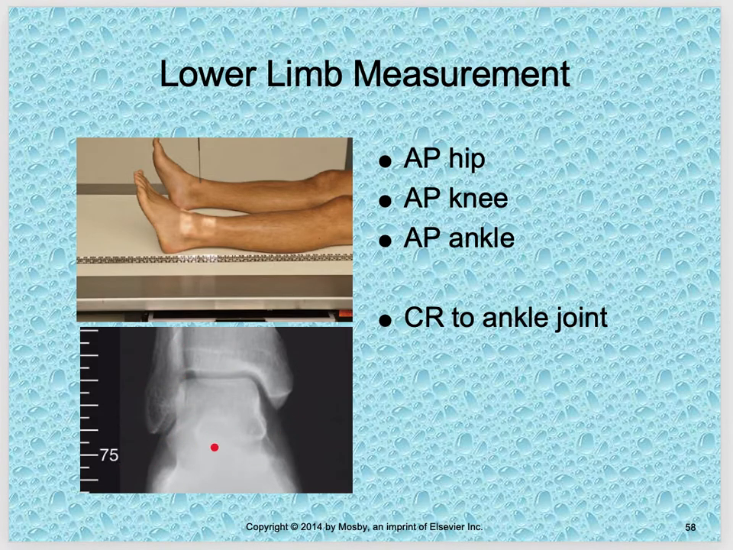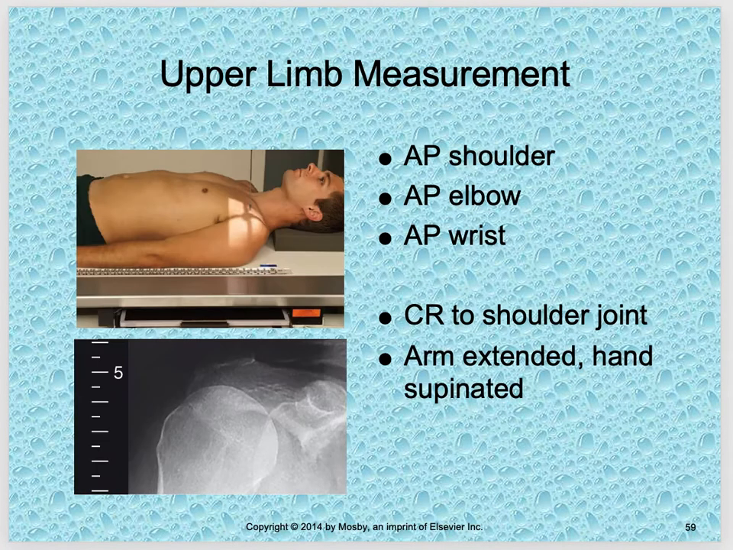So that's a really well positioned AP ankle, and that was all done by when they set up, rolling that foot in 5 degrees to get a true AP, and then just leave that hip the way it is with that lower leg rolled in 5 degrees. So upper limb: AP shoulder, elbow, and then wrist. Once again, shoulder, elbow, wrist, just like we did for the lower leg with the hip, knee, and ankle joints.